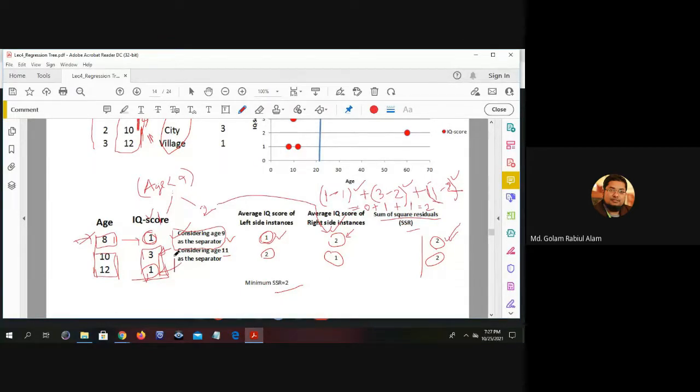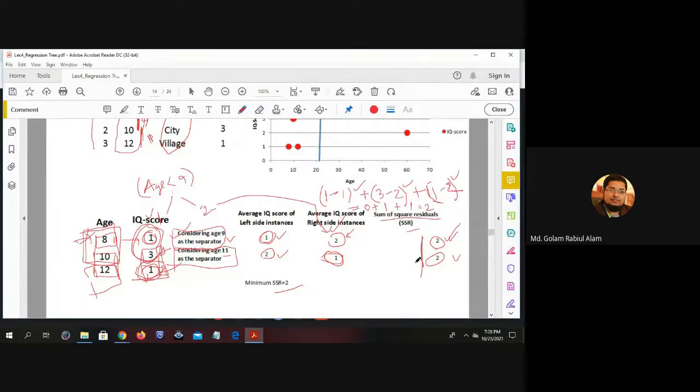Okay, next we have to consider S11 as the separator. If we consider S11 as a separator, then the left side will be these two, that is, less than 11, and on the right side there will be just one, which is 12. For the corresponding IQ scores, we have to think about the average of these two and the average of this one. The average of these two will be 2, and the average of this one is just 1. If we do the math for the sum of square residuals, you will get 2.